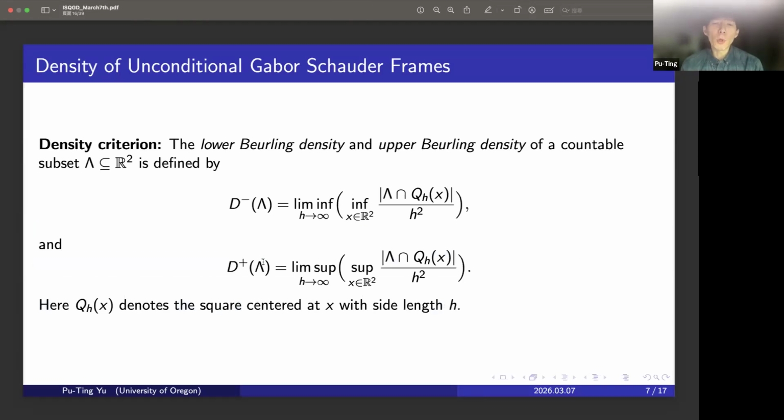So the lower Beurling density and the upper Beurling density of a countable subset Lambda in R2 are defined by these two limit inf and limit sup. And here I will explain how to visualize these two notions shortly. Here Q_h(x) denotes the square centered at x with side length h. So in the notion of lower Beurling density, we check the limit inf as h tends to infinity of the infimum of this intersection divided by h squared, where we take the infimum over x in R2.